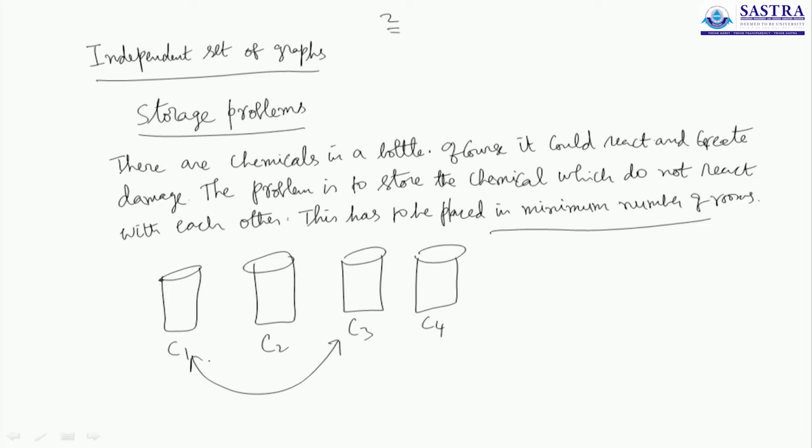So, this type of problems can be solved using the coloring technique. Now what I do is I assign the same color to chemical 1 and chemical 3 and different colors to C2 and C4 other than the one that has been painted for C1 and C3. So, the bottles with the same color can be placed in a single room, and thereby you can have the minimum number of rooms to get the required solution to the storage problems. So, the coloring principle can be applied here.